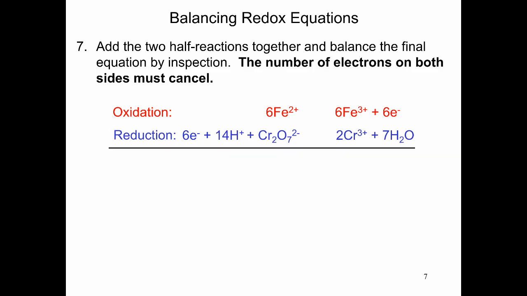So we just add them together. Again, we cancel out the 6 electrons. Our balanced redox reaction is 14 H+ plus Cr2O7 2-, or rather dichromate, plus the 6 Fe2+ to form 6 Fe3+ plus 2 Cr3+ ions and 7 water. So basically, this is your balanced redox reaction.